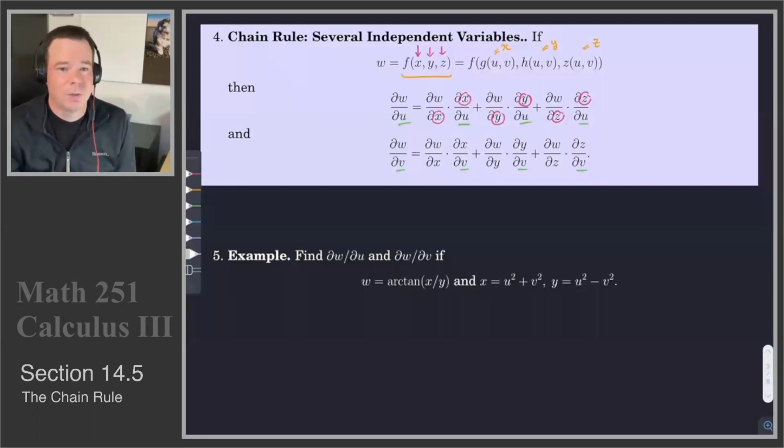Derivatives are always with respect to a single variable. So the derivative with respect to u or the derivative with respect to v says if you change u a little bit, how is w changing? Or if you change v a little bit, how is w changing? So a derivative is always: if you change this one variable, how does the output change? What's the rate of change in the output?